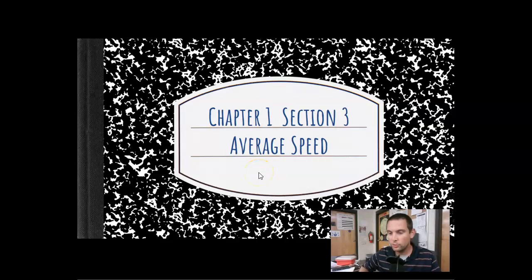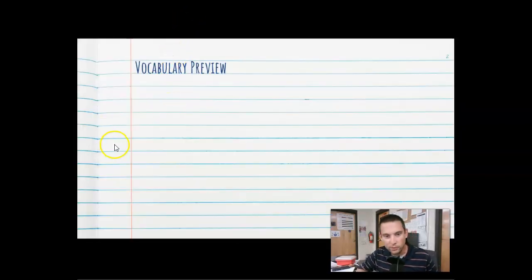All right, here we go with Chapter 1, Section 3, Average Speed. Remember, with this video, you can pause, rewind, slow down my speaking, speed up my speaking, whatever works best for you. Here we go. Here's our vocabulary preview.